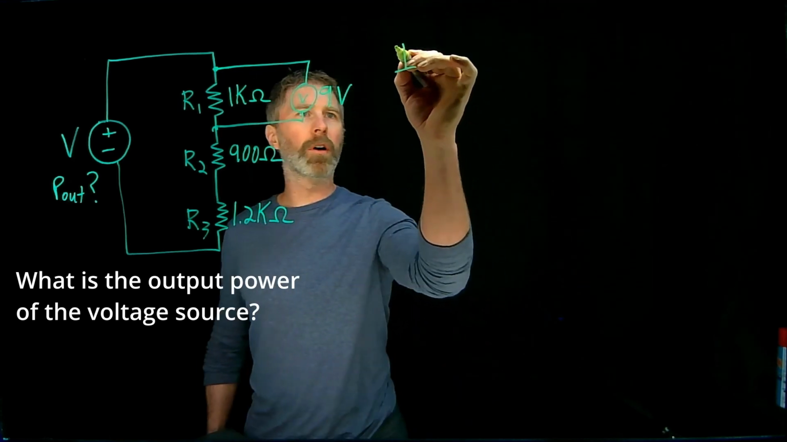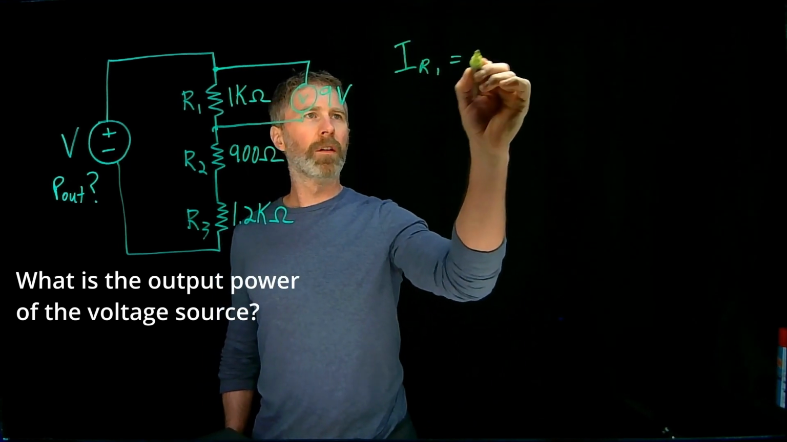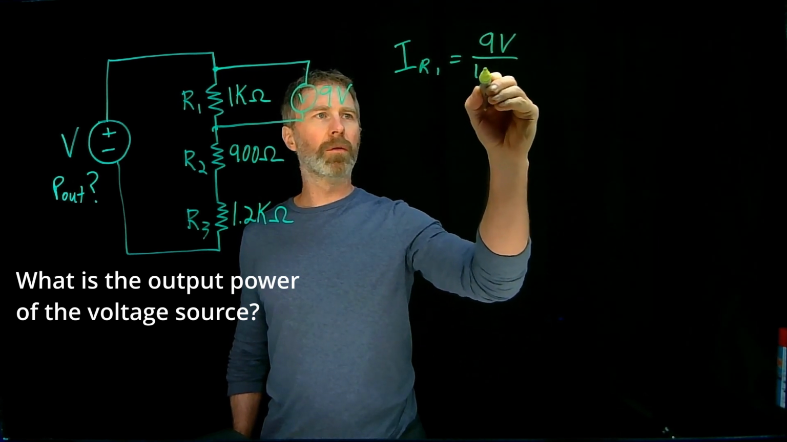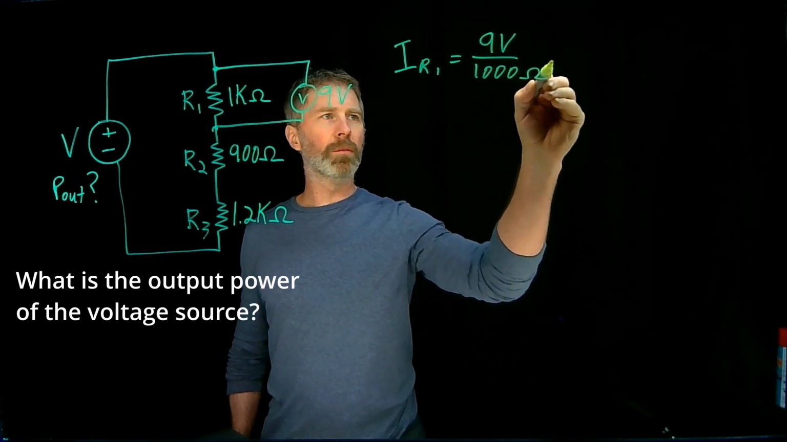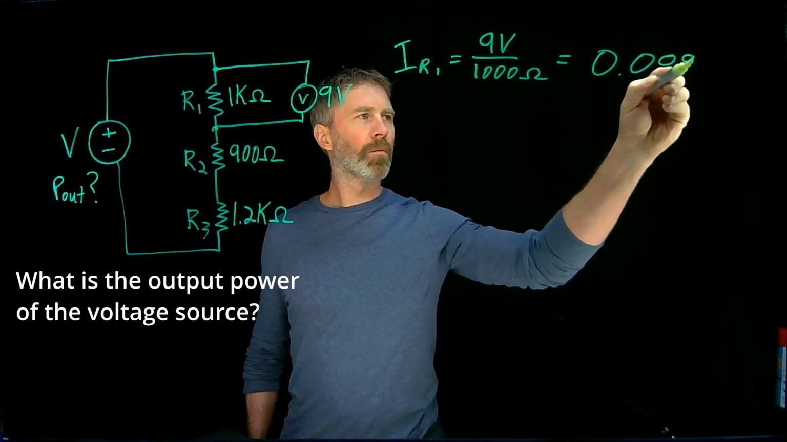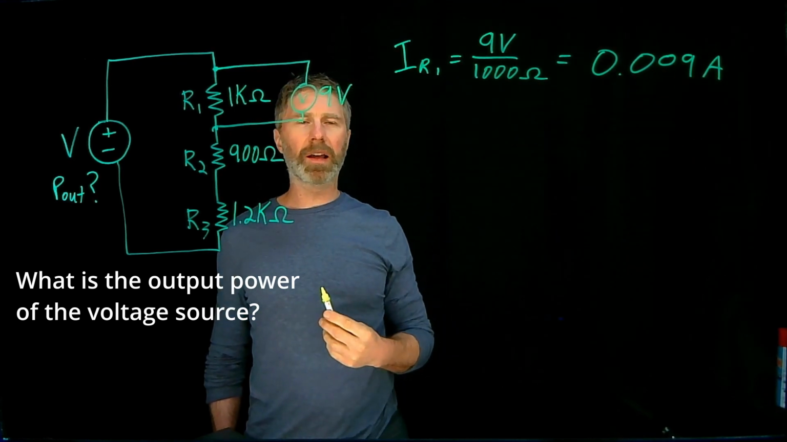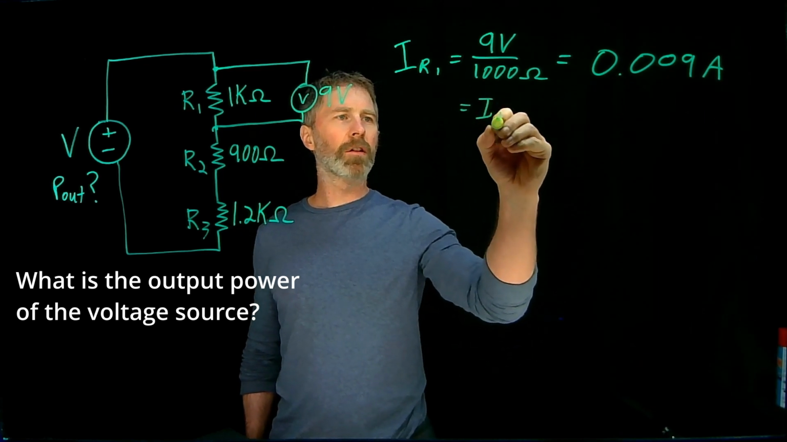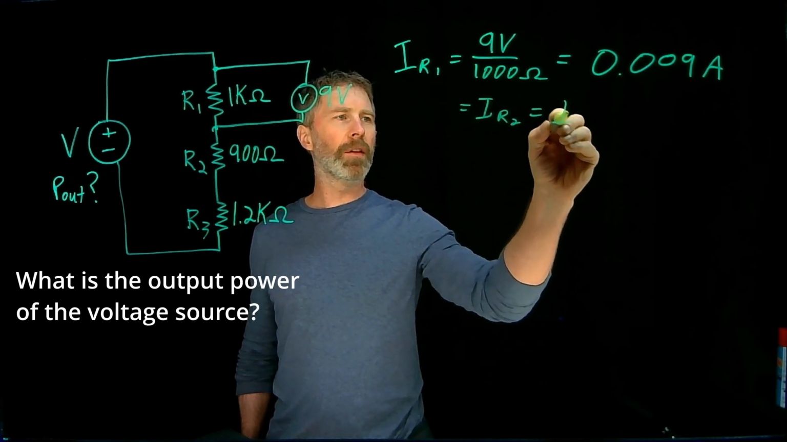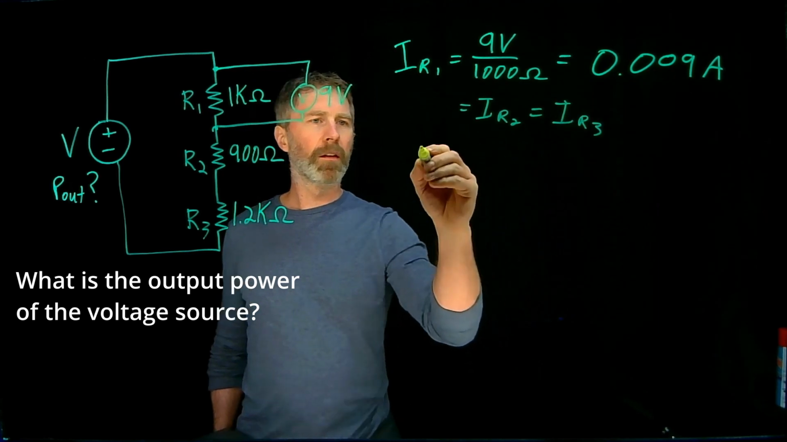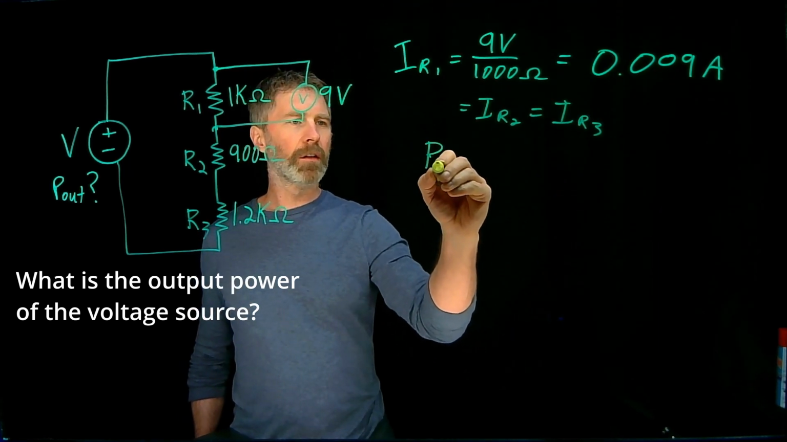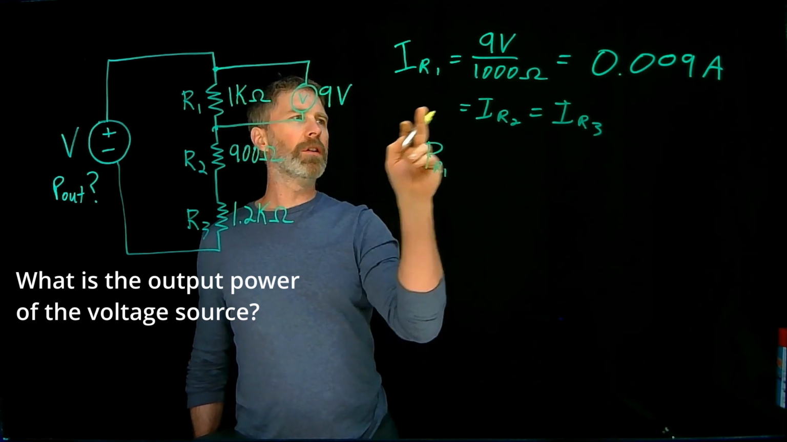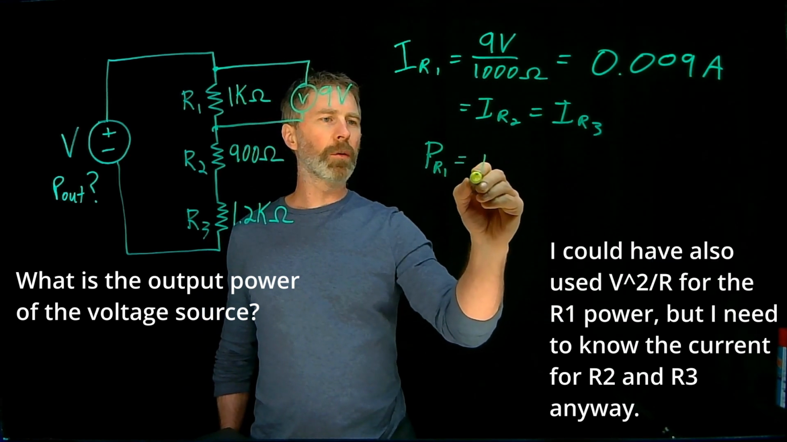So current through R1 is 9 volts over 1,000 ohms. So 0.009 amps or 9 milliamps. And that's the same as current through R2 and the current through R3. The power then dissipated by R1, well, we know its resistance value and we know its current, so we can use the I squared R formula here.